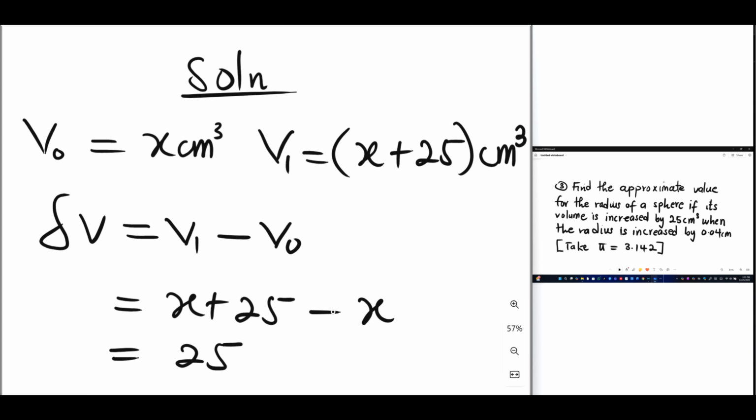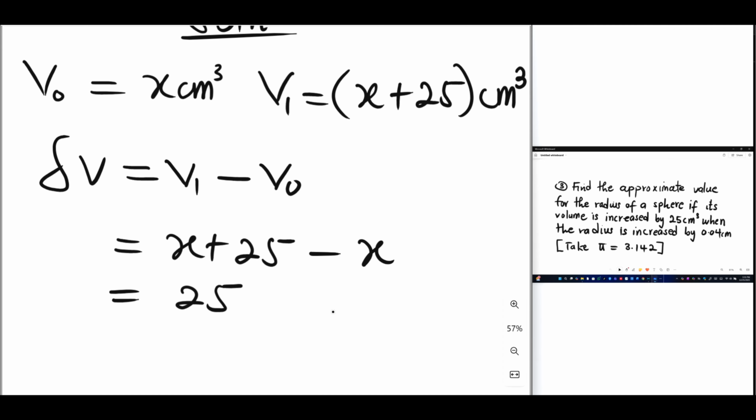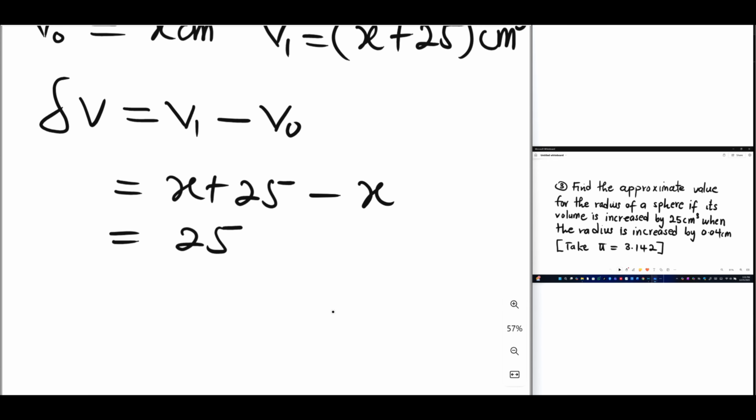So you can decide to just pick the increment, which is the 25 centimeters cubed, to be the change that has occurred in the volume without using this approach. But I've used this one to explain why, when you pick just the 25, you get the same answer, because that has been the increment. So the small change in the volume is 25 centimeters cubed.